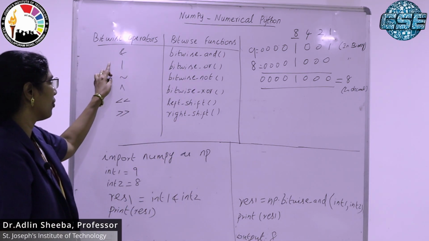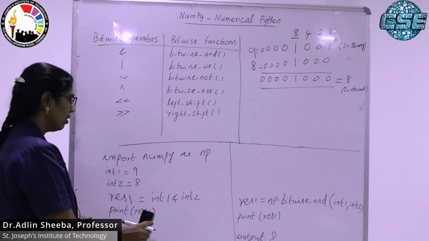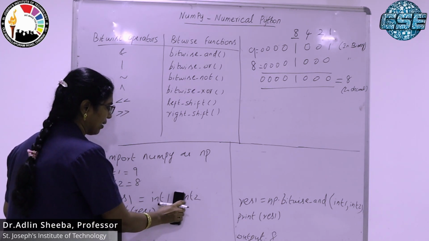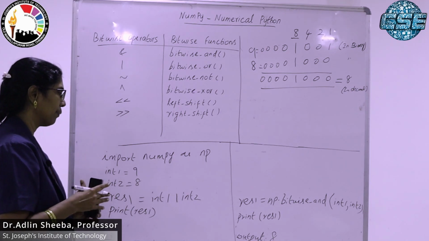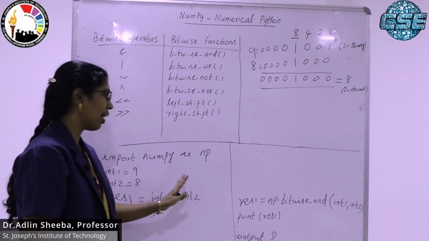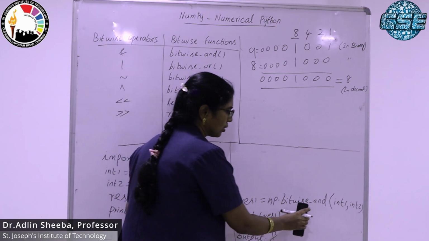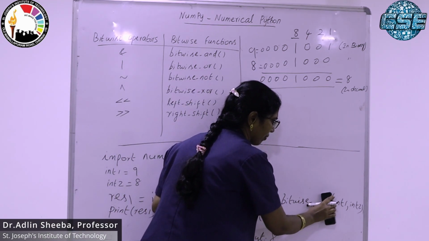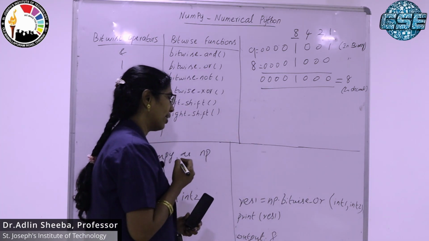So next we can perform the bitwise OR operation. The symbol for bitwise OR is this one. I am putting the symbol, and that's the difference here. And we have a ufunc for bitwise OR. So instead of AND, we have to write bitwise_or of int1 comma int2.